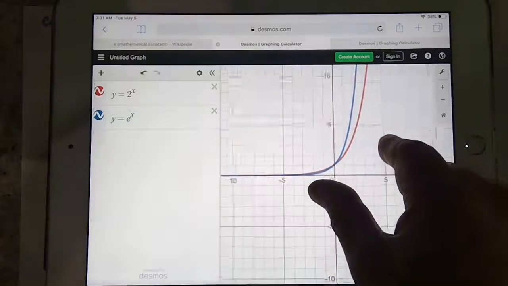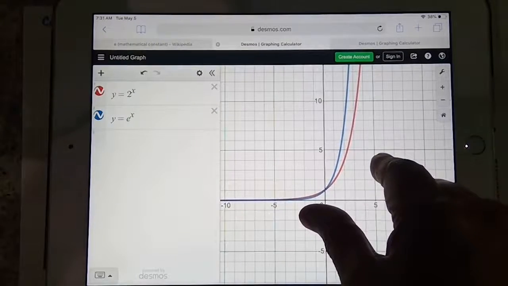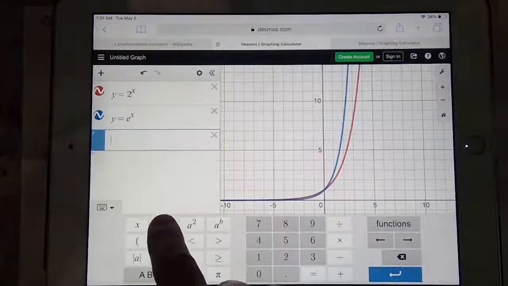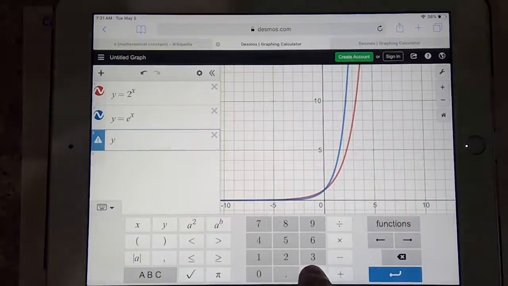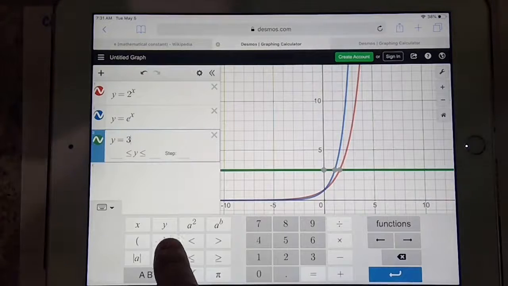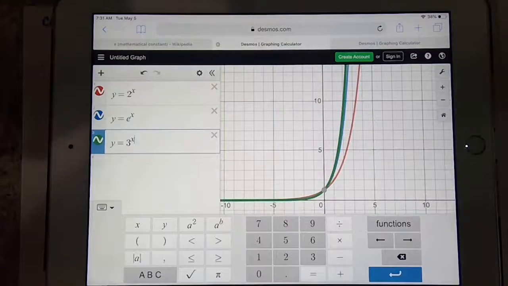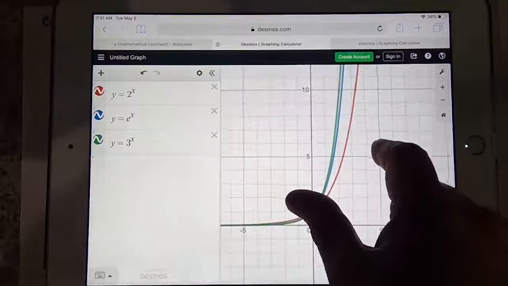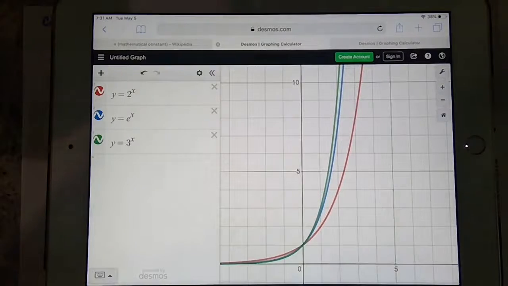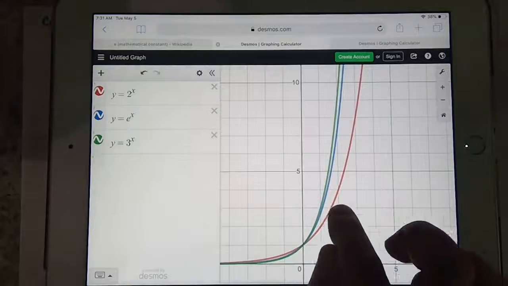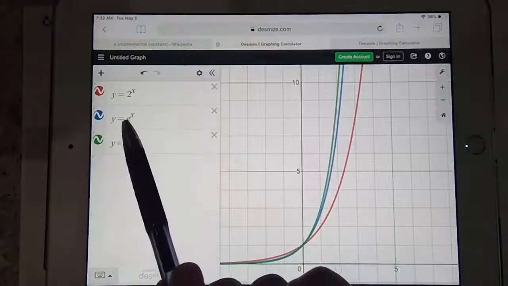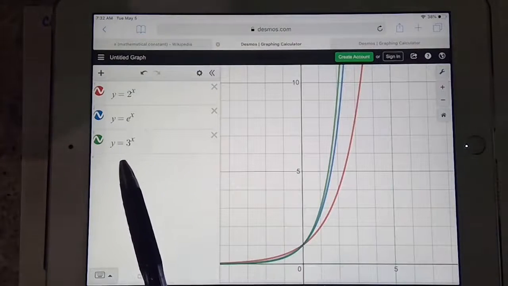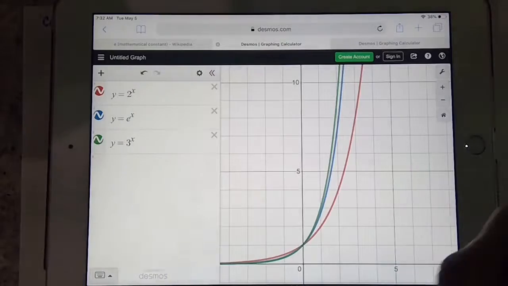We can see that this is actually a little bit steeper. I'm going to do one more. y equals, because it's about 2.7, 3 to the x power. So you can see I always say it's like y equals 2 to the x, but because it's 2.7, it's actually going to be a little bit closer to 3 to the x.